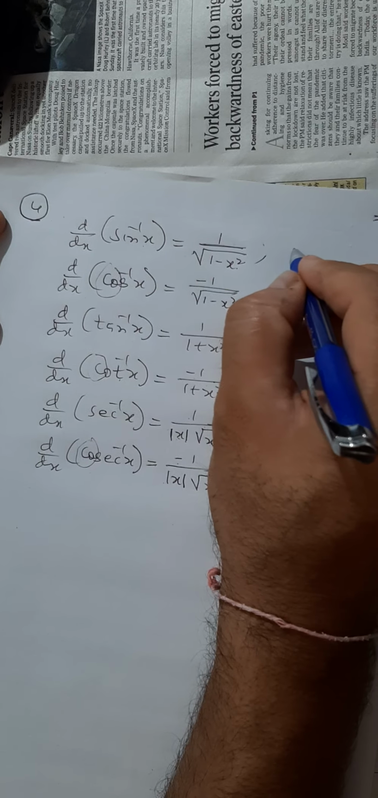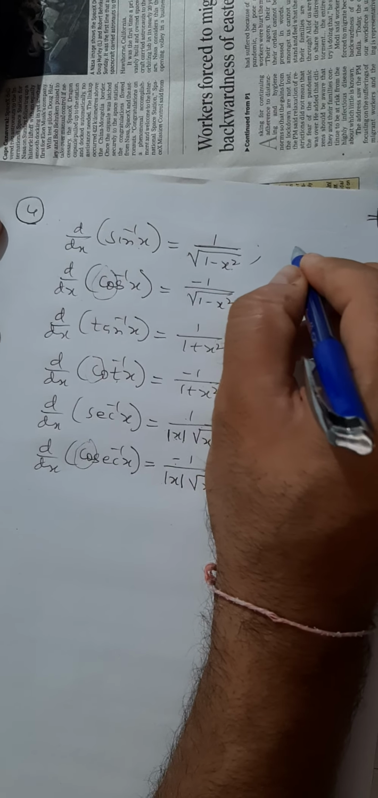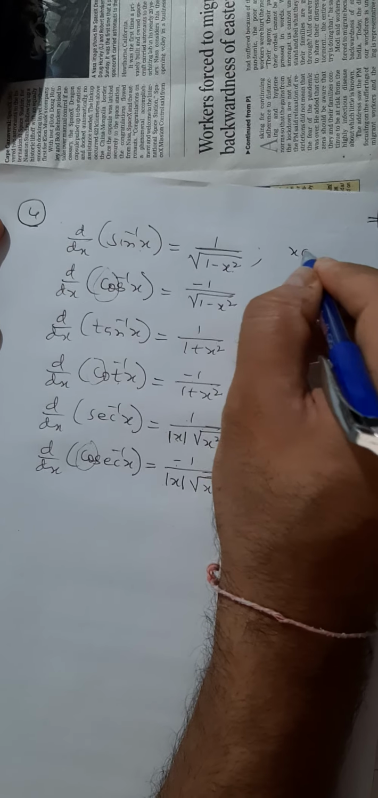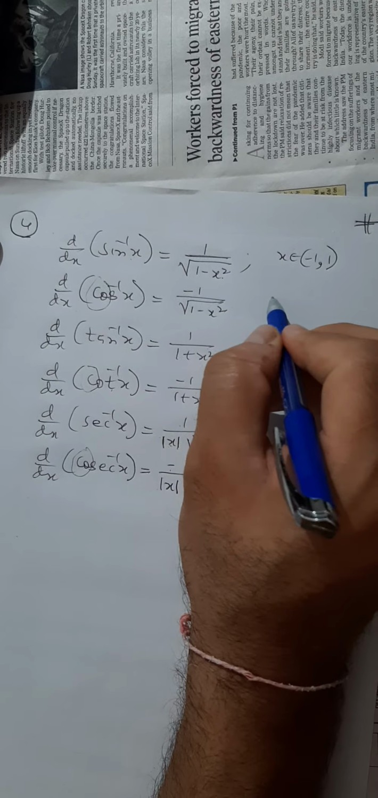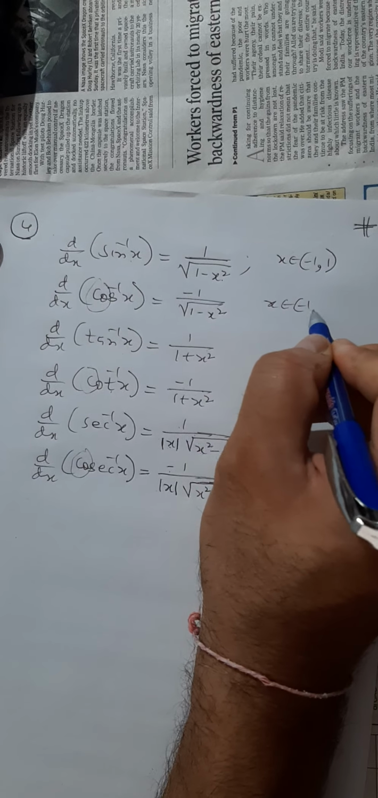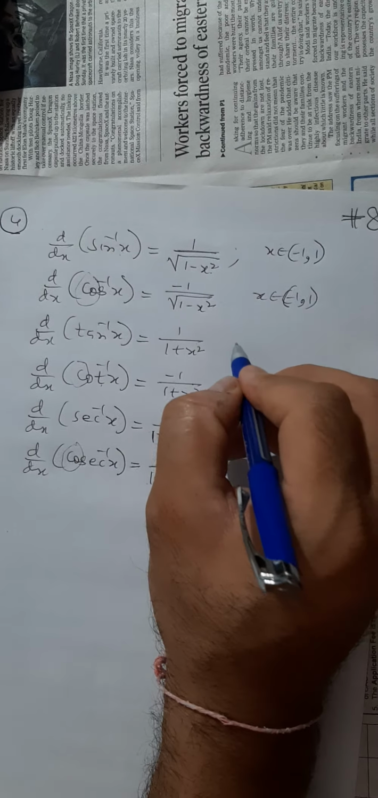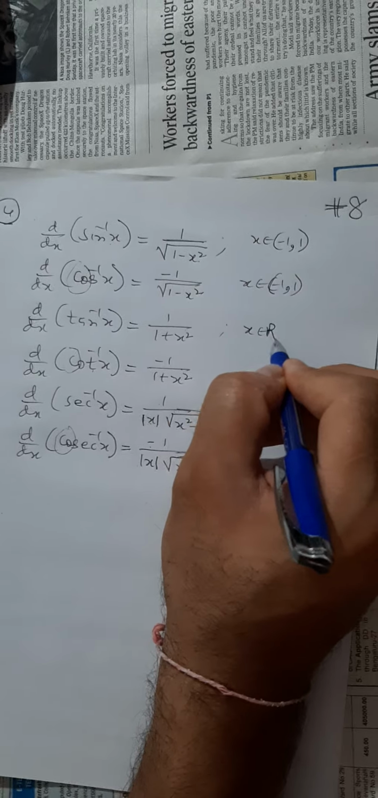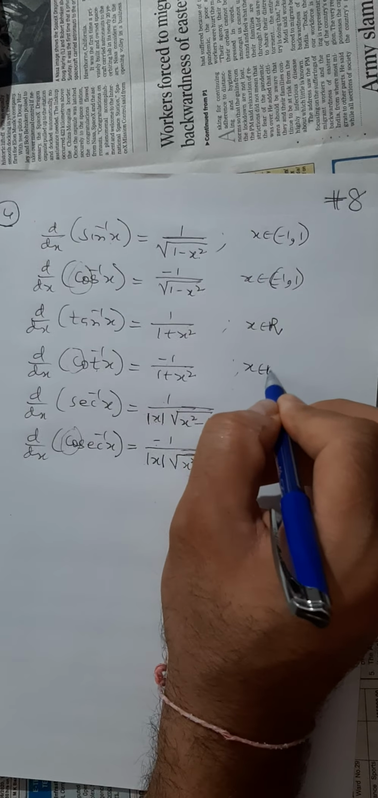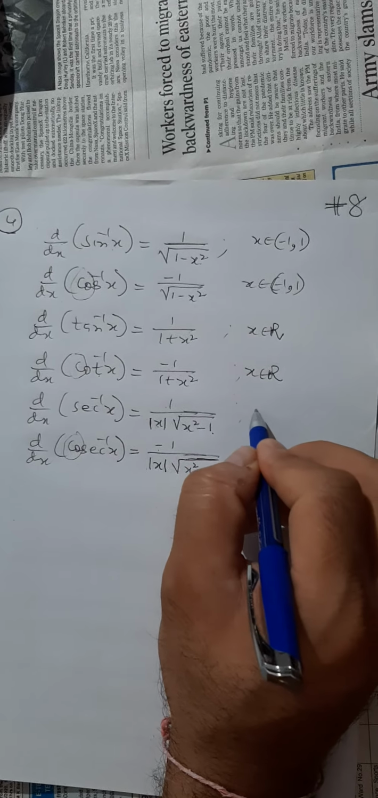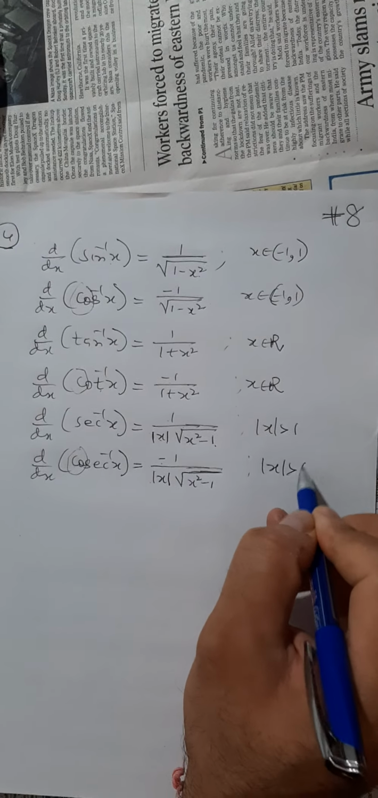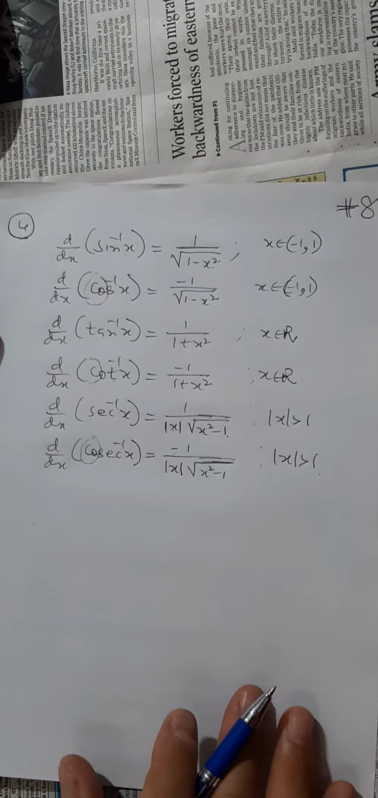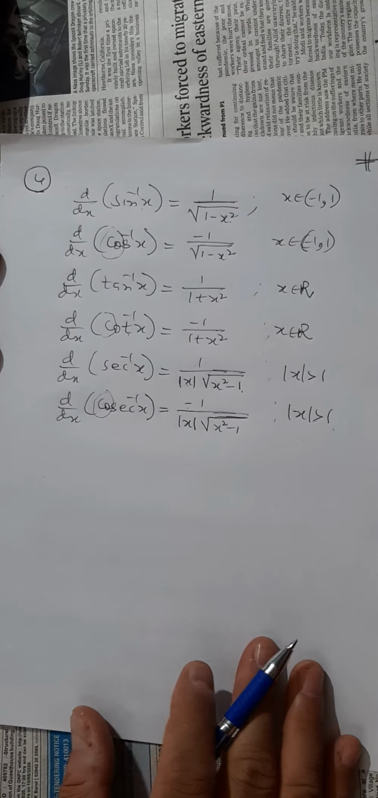Remember the domain here, just for your information: x belongs to the open interval minus 1 to 1. You cannot take 1 here. Same way here, x belongs to the open interval minus 1 to 1. Here your domain can be any real number. And here your domain is modulus x greater than 1. This is just for your reference. Okay, so these are the inverse trigo functions' derivatives.